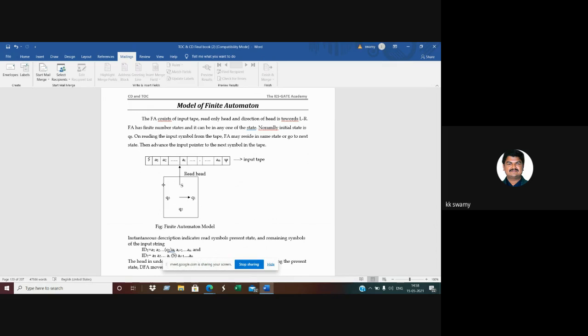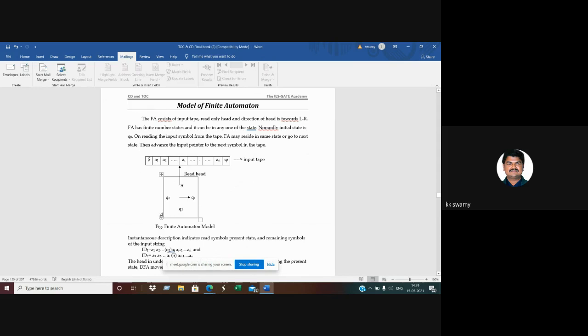Now the model and the finite automata structure. What does the model contain? We have three components. What are the three components here? The finite control system and the input tape. The finite control contains the number of states, and all transitions of the system are maintained by the finite control system.